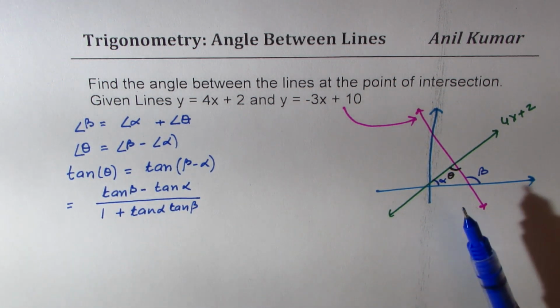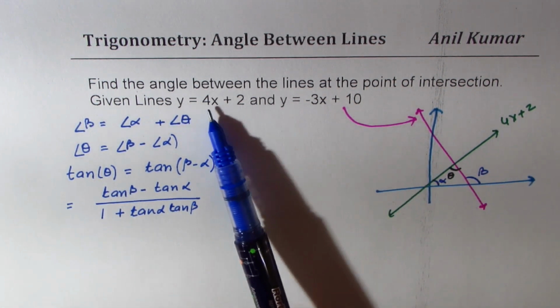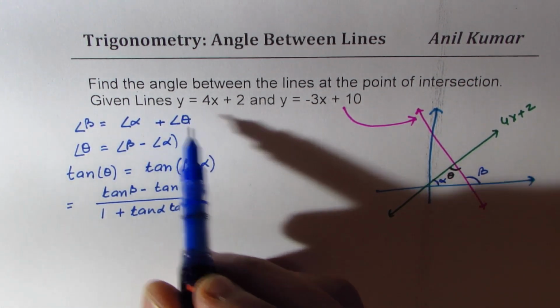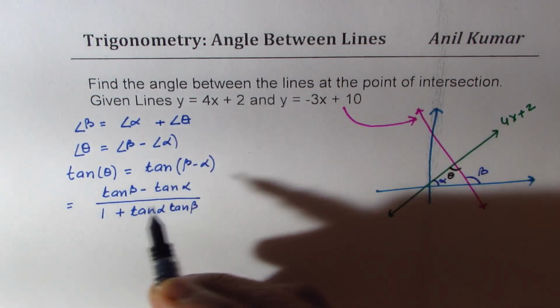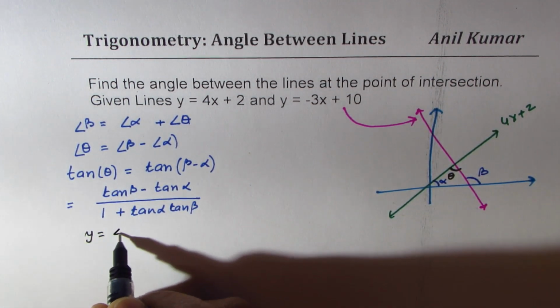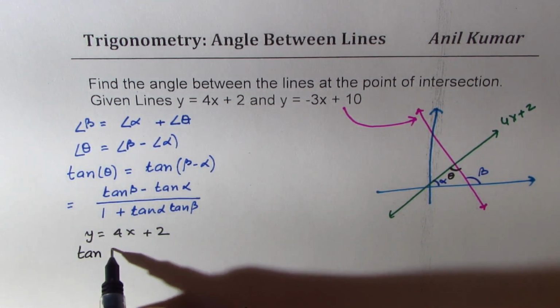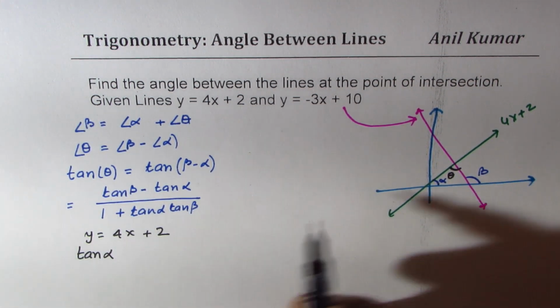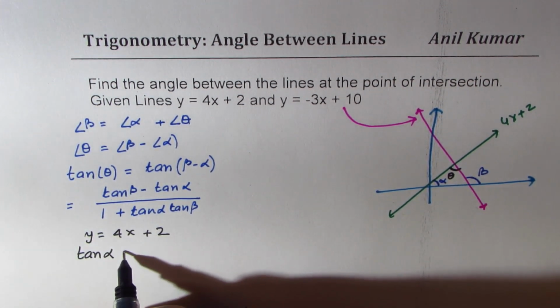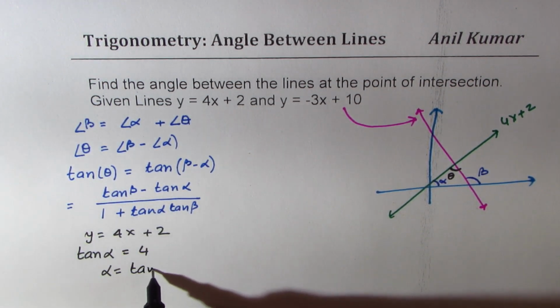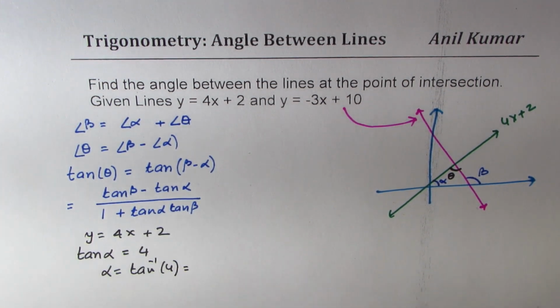Okay, so that is one way of doing it. However, what we can do is straight away use the slope, find the angle and do the needful. So I'll adopt an alternate method, which is a straightforward method to solve this particular question. Let's find the angle for both the lines. Let's begin with y equals 4x plus 2. Here tan of alpha, the angle which the line makes with the x-axis, will be equal to the slope, which is 4, and therefore alpha equals tan inverse of 4. So we can get this value.